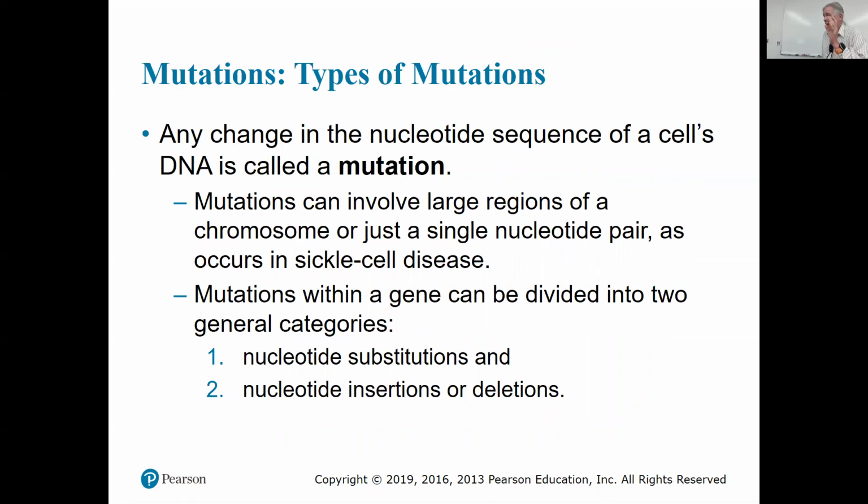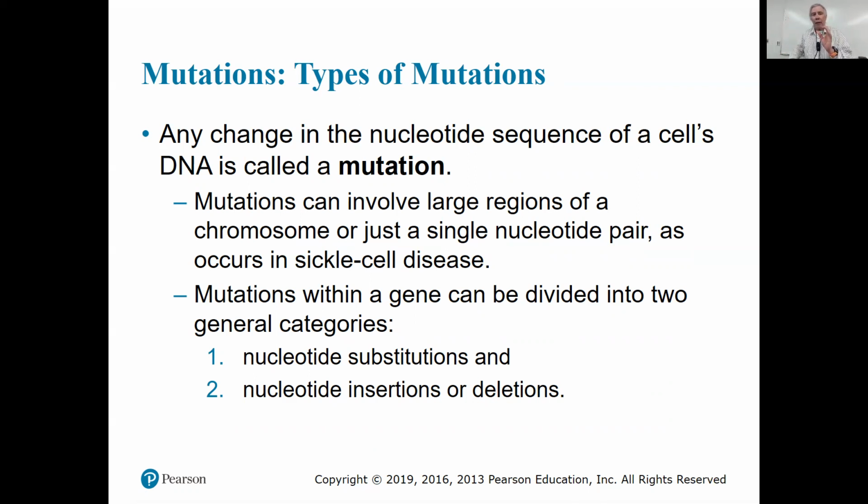Any change in the nucleotide sequence of a cell's DNA is called a mutation. And they can involve a large region of a chromosome or just a single nucleotide pair, as occurs in sickle cell disease. So it can involve a lot of nucleotides or just one nucleotide. And so what I'm going to call structural mutations, because we're looking at mutations in two different ways. Structural mutations, and that's what the book talks about.